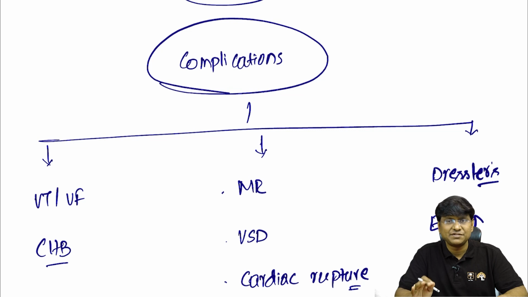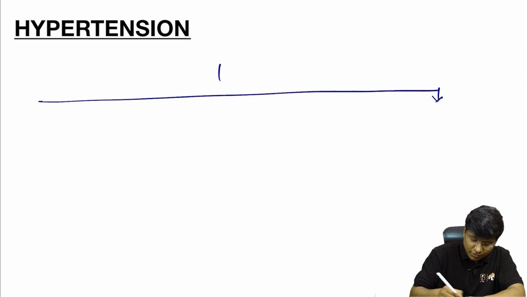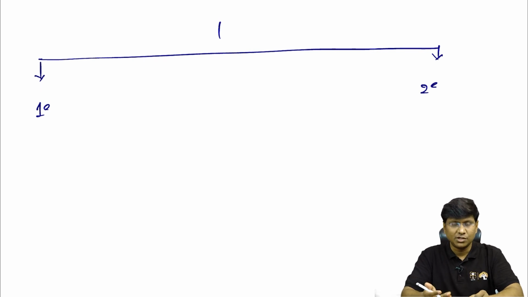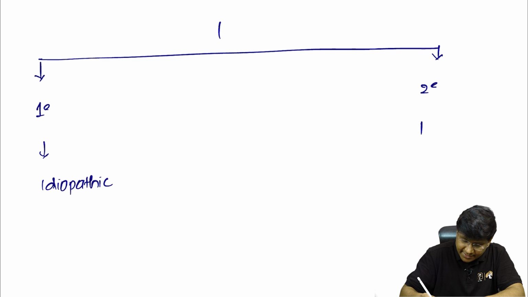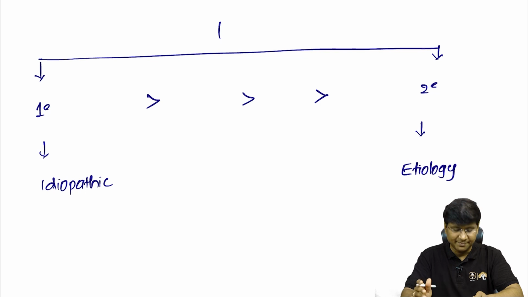So this completes the quick revision of MI, or coronary artery disease. The next important topic I'll be doing a quick revision of is hypertension. If you take hypertension, we have two important forms, primary and secondary hypertension. Primary is where the etiology is not known, right? We call this idiopathic. Whereas secondary hypertension is where the individual has an underlying etiology for the development of hypertension. But between these two, the most common cause of hypertension is primary hypertension.